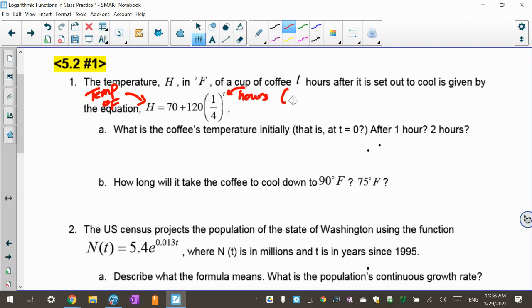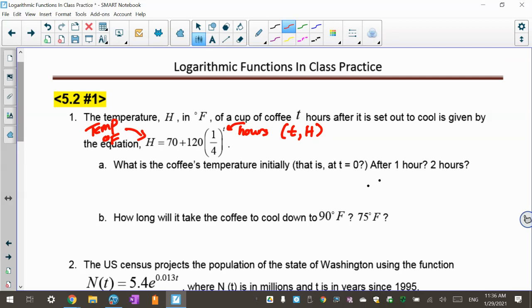If I was going to make a point out of this, it would be (T, H). And remember, when we show graphs, T would be here in hours, and H would be here in degrees Fahrenheit, the temperature. Okay, so just kind of a review. I always try to make a point out of it. Think, what's my input? What's my output?